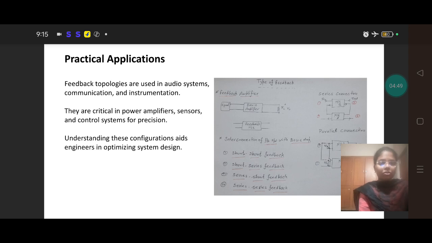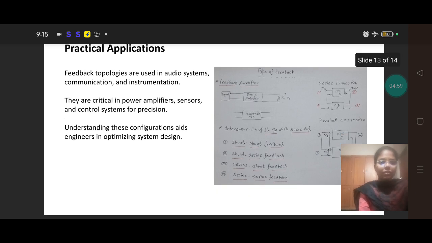In practical applications, feedback topologies are used in audio systems, communications, instrumentation, etc. They are critical in power amplifiers, sensors, and control systems for precision. Understanding these configurations aids engineers in optimizing system designs.